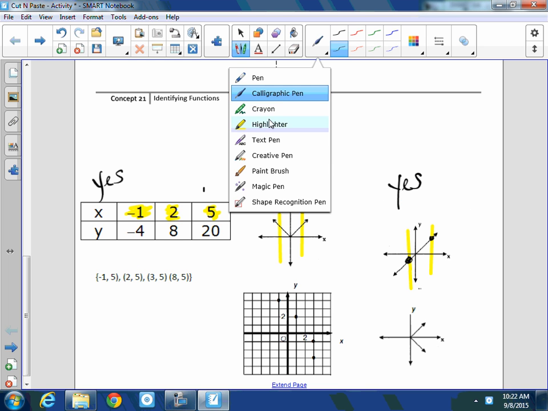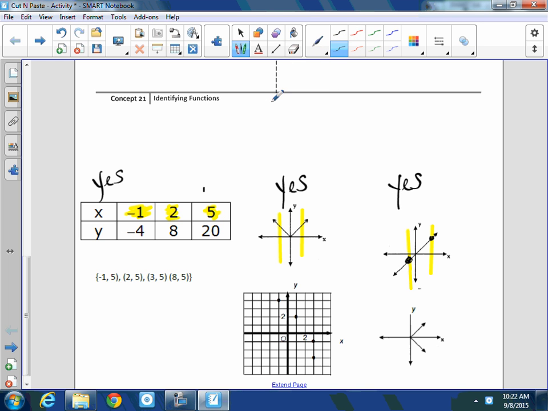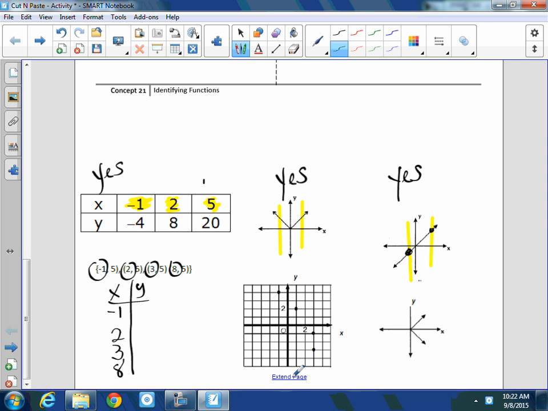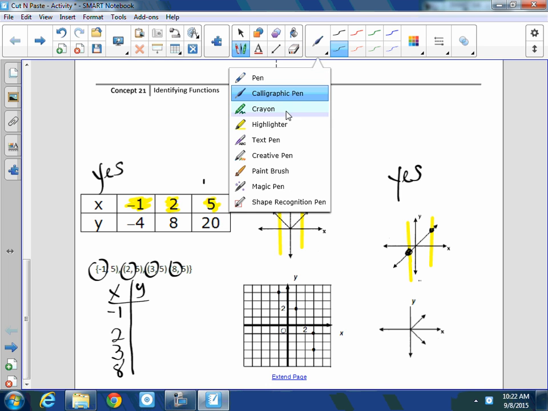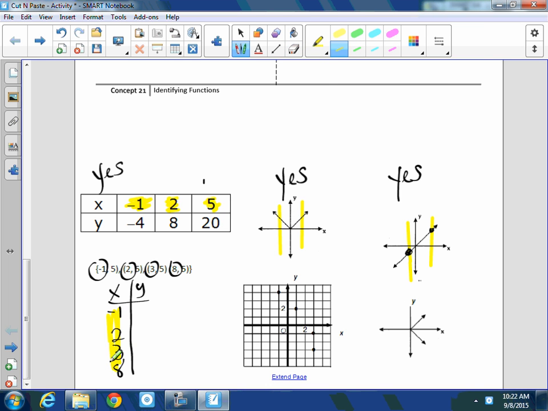Let's go ahead and do an x and y table for the next one. So x and y. Let's do the x's quickly: 1, 2, 3, and 8. Actually, I'm going to go ahead and stop because all I need to take a look at are my elements of the domain, which are my x's. There is absolutely nothing that repeats over there, which means it is a function.